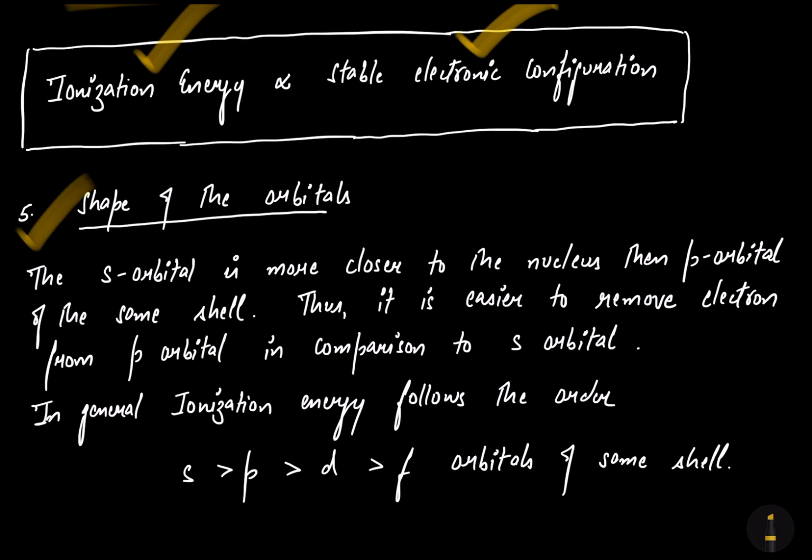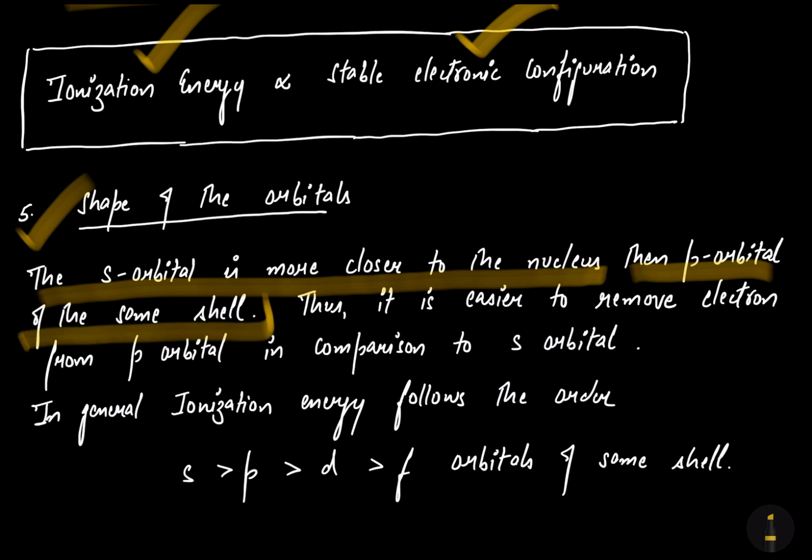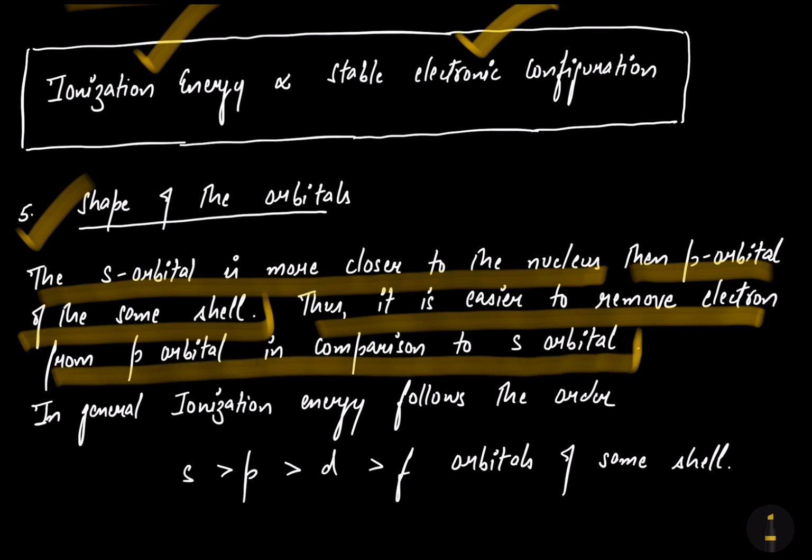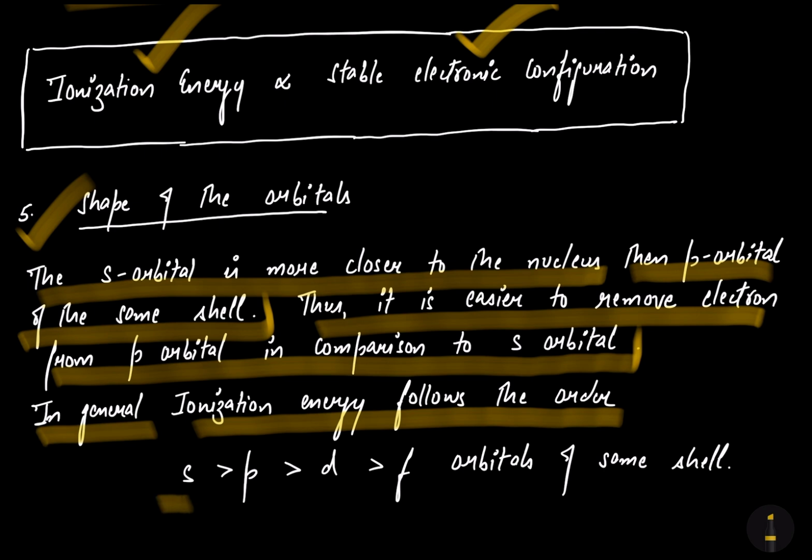Now let's come to the fifth point, the shape of the orbitals. We all know that we have four types of orbitals: s orbitals, p orbitals, d orbitals and f orbitals. The s orbital is closer to the nucleus than the p orbital of the same shell. Thus it is easier to remove an electron from p in comparison to s orbital. So in general, ionization energy will follow the following order. For s orbitals, ionization energy will be higher, for p it is somewhat lower, then d lower still, and then for f, the ionization energy will be the lowest.